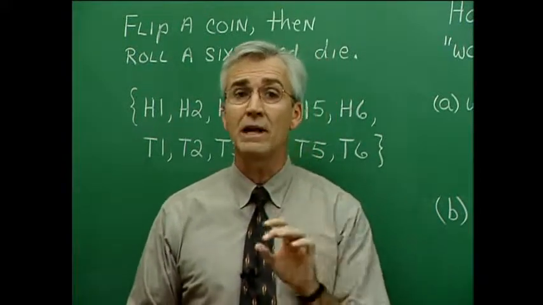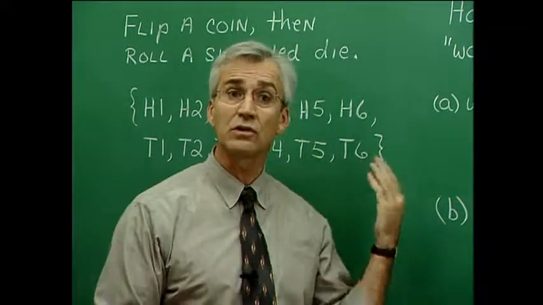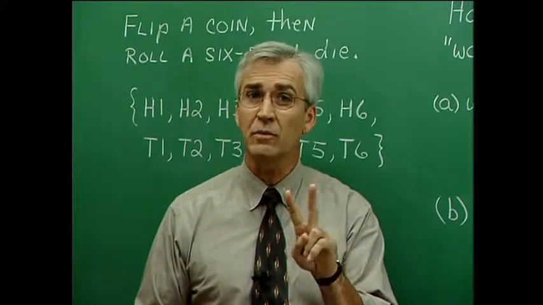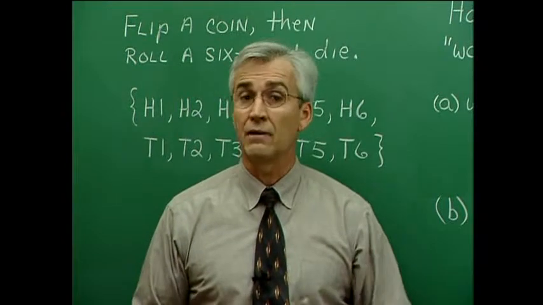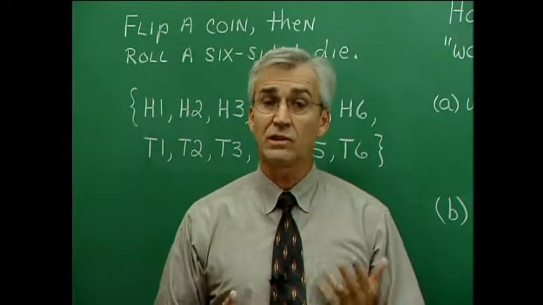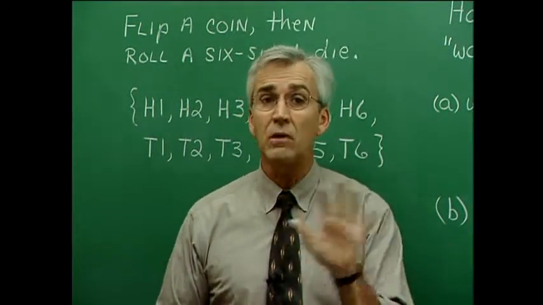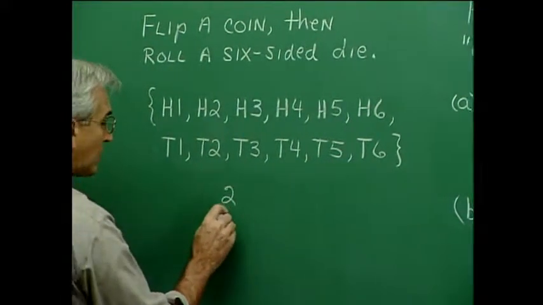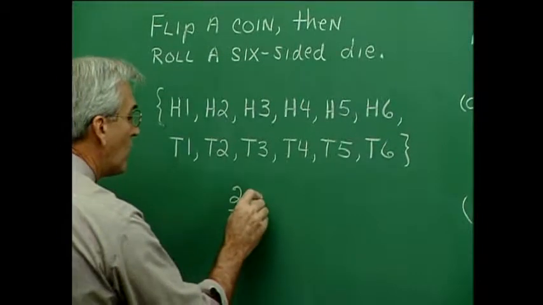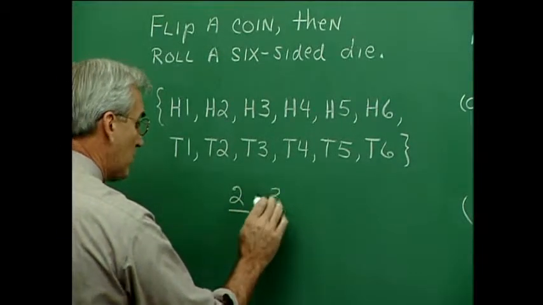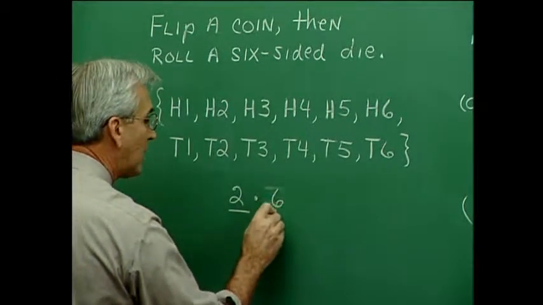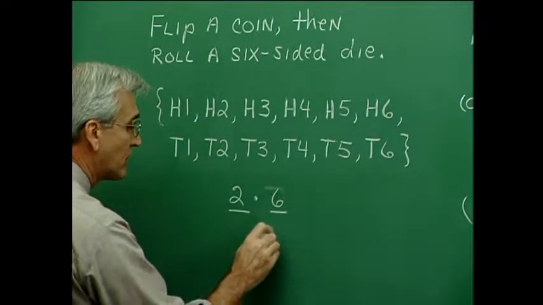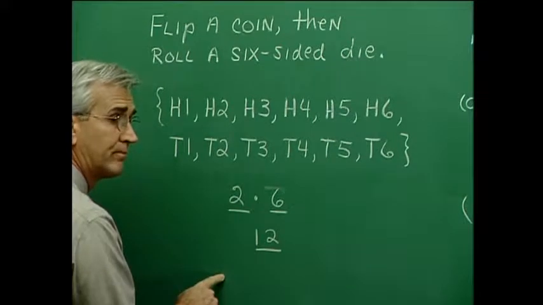Just decide how many possibilities there are for the first event here, flipping the coin. Well, there are two possibilities, a head or a tail. And for rolling the die, it's 6 possibilities. And you simply multiply the possibilities. That is, we have 2 possible outcomes for the flip of the coin. We multiply times the 6 possible outcomes for rolling the die. 2 times 6 gives us the 12 total possible outcomes.